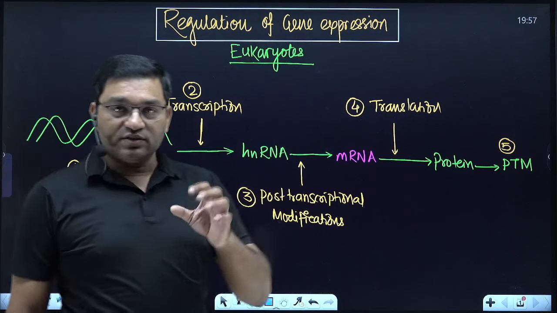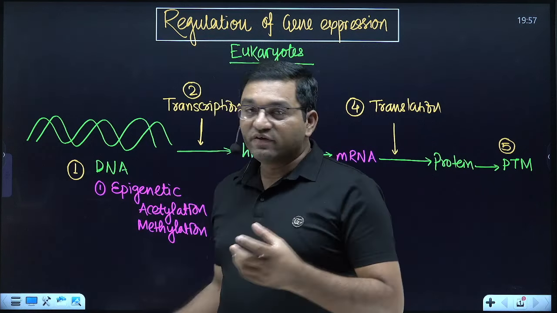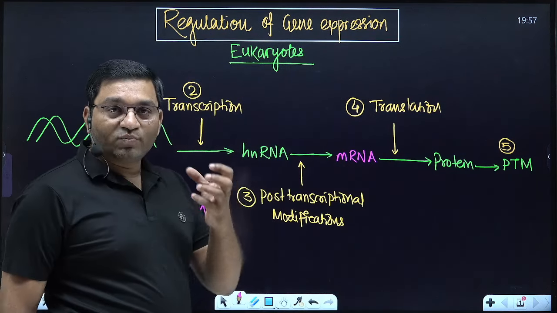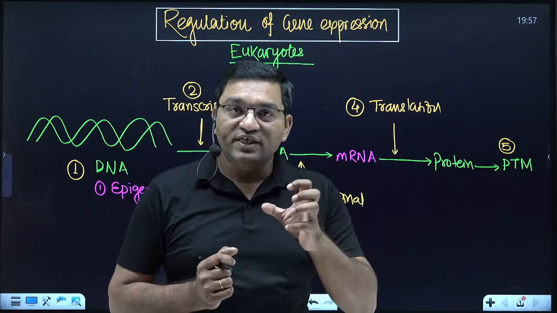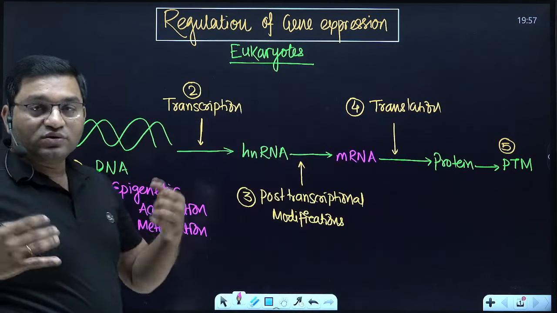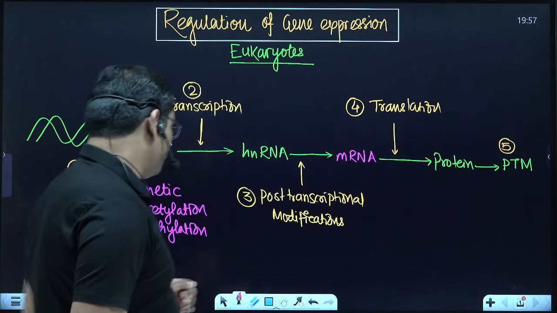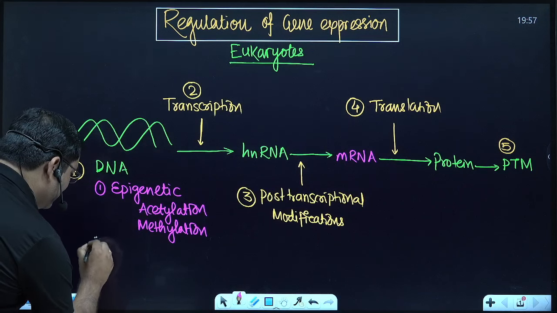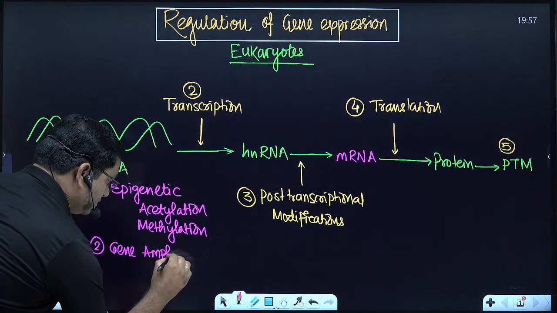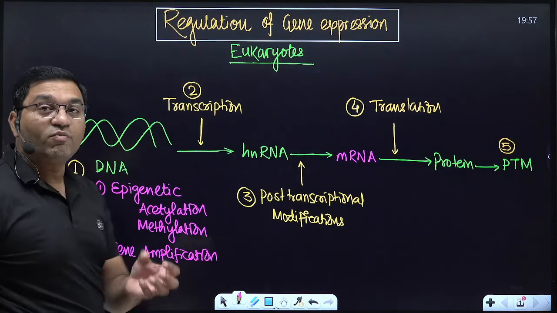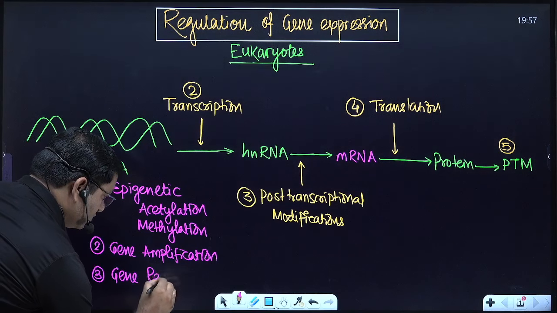Apart from that, remember, epigenetics means above the genome. Here the nucleotide sequence does not alter. Only there is chemical modification in the histone proteins. Histones are the proteins which react with the DNA and help in the compaction or organization of DNA. It decreases the end-to-end length of DNA by 10 to the power 4 fold. Okay, so epigenetic modification, then at the DNA level, gene amplification means making copies of the gene. Then the third one is gene rearrangement.